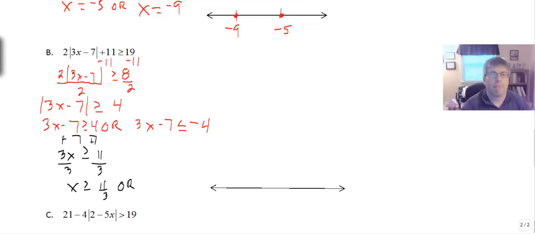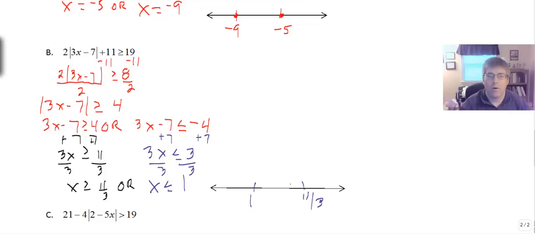Or I will add 7 to both sides again. I get 3x is less than or equal to positive 3. I divide by 3, and I get x is less than or equal to 1. So x is greater than or equal to 11 thirds, or x is less than or equal to 1. So I need all the points that are greater than or equal to 11 thirds and less than or equal to 1. So my 11 thirds and my 1, and I want all the points it's equal to, so I'll use the bracket.